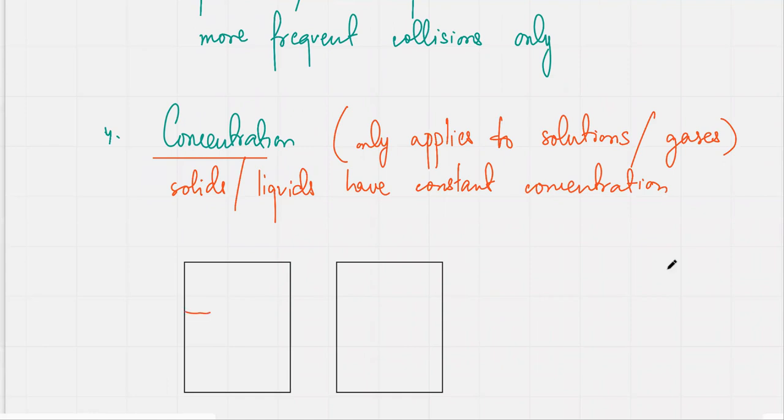Let's say you've got two beakers. One of them is dilute, one of them is more concentrated. So if the particles are really close together, that means they have higher concentration, which is fairly obvious. But the term concentration only applies to solutions and gases.